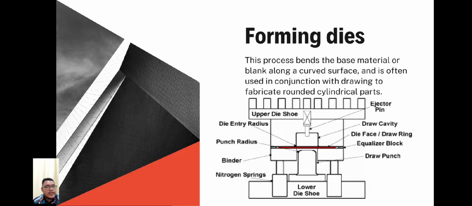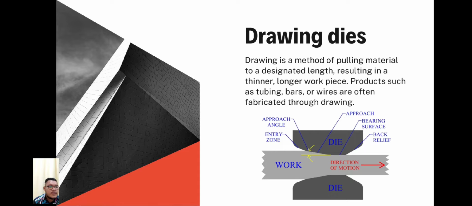Next is the drawing dies. Drawing is a method of pulling material to a designated length, resulting in a thinner, longer workpiece. Products such as tubing, bars or wires are often fabricated through drawing.